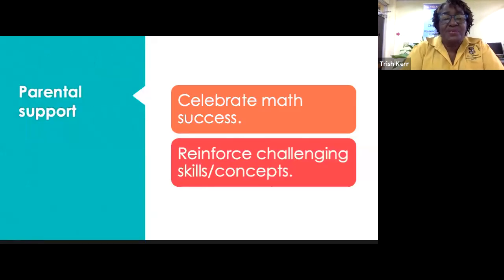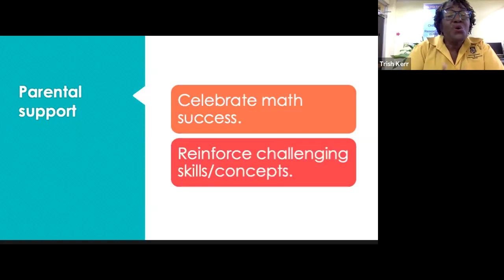Celebrate math success. It's very important. So if a child comes and gets 1 right, make a big thing out of it. If it's 1 out of 5, that's success. He will move on to 2 or 3 the next time. So don't rough him or anything.